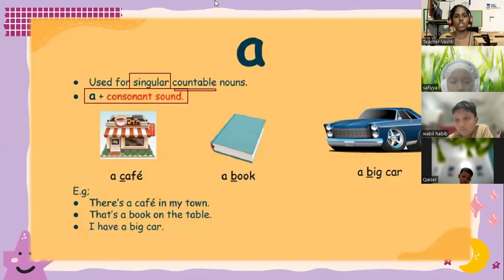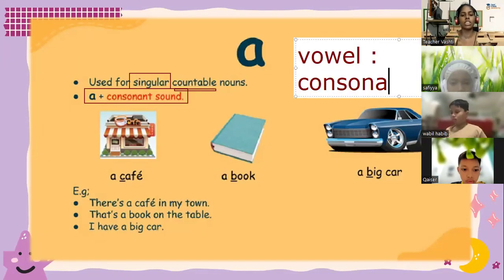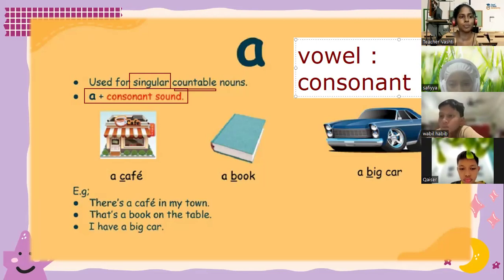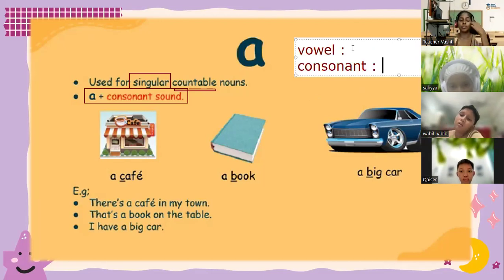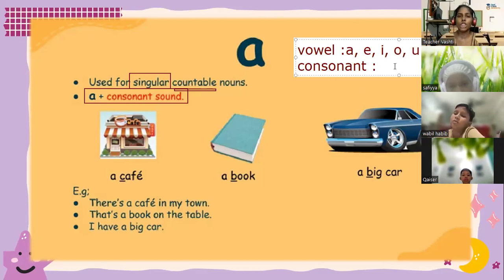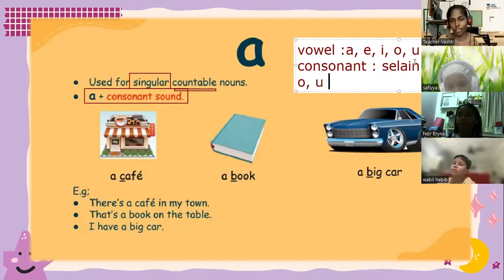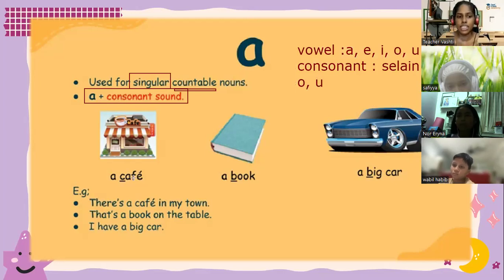What is consonant? Apa tu consonant? Kita ada dua, we have two. We have vowel and we have consonant. So what is vowel? What is consonant? Vowel. Apa tu vowel? A, E, I, O. Very good. A, E, I, O, U adalah vowel. So consonant, selain dari A-E-I-O-U. Okay, so B, C, D, G, H and everything we call them consonant. Okay. So kalau nak guna a we use for consonant sounds.